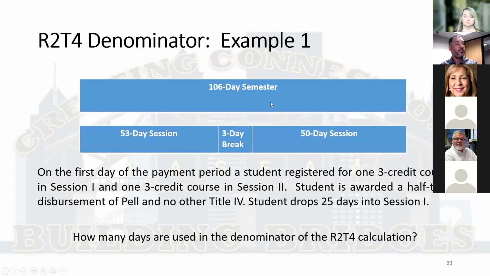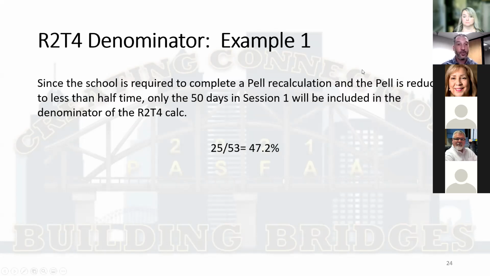Previous slide. The student was half-time. So if I paid a full-time Pell disbursement, I'm adjusting down before I do the calculation to a half-time Pell. Now, because of that situation, we have that little buy. I'm only going to use 53 days calculation, which was the first session over 25 days, which is 47.2. And we all know that does not equal is greater than 60%. And when I mean 60%, I don't mean 60 on the nose. I mean 60.01. Has to be greater than 60. Just remember that in the return on Title IV.